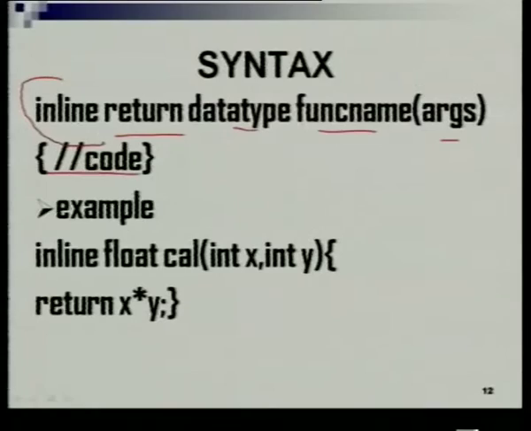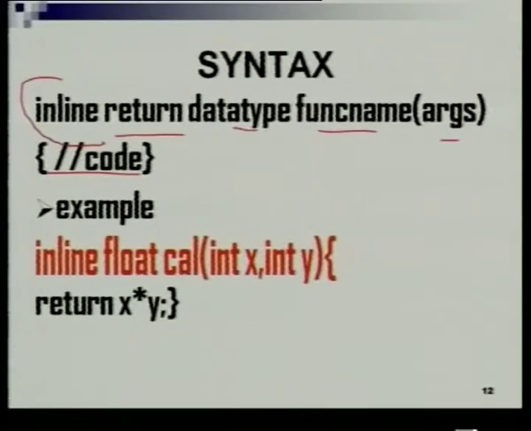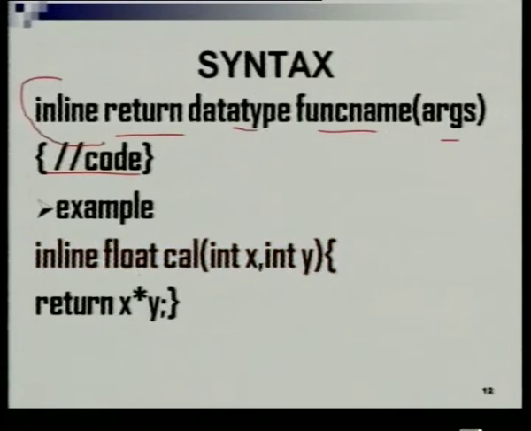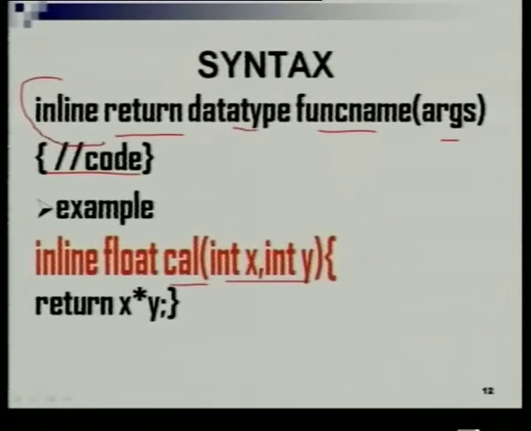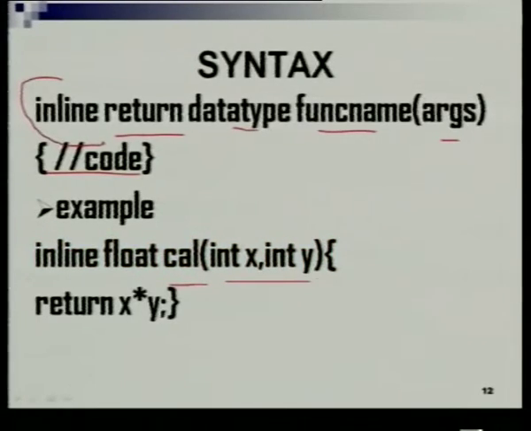And then you give the code. Code is nothing but what job that function is supposed to be doing, that we have to define it in terms of the programming language syntax. An example for this, you are having the inline keyword, you are having the float return data type, cal is the name of the function, two integer type arguments, integer x and integer y, and inside the inline function you are just having one statement, return the product of x and y. So, this is how inline functions are to be declared and defined.